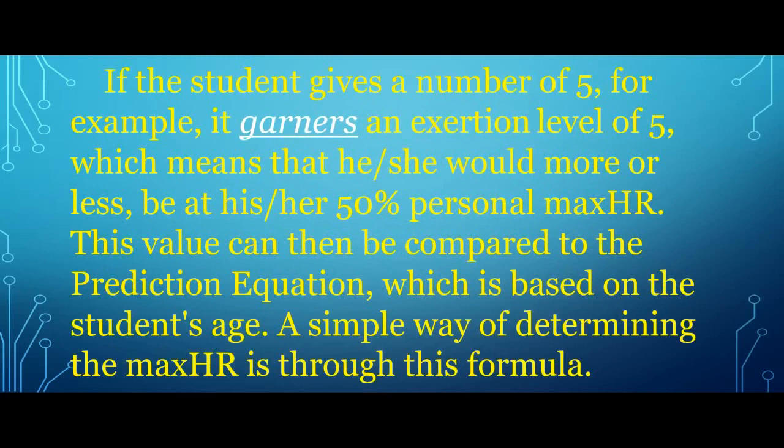If the student gives a number of 5, for example, it garners an exertion level of 5, which means that he or she would more or less be at his or her 50% personal maximum heart rate. This value can then be compared to the prediction equation, which is based on the student's age. A simple way of determining the maximum heart rate is through this formula.